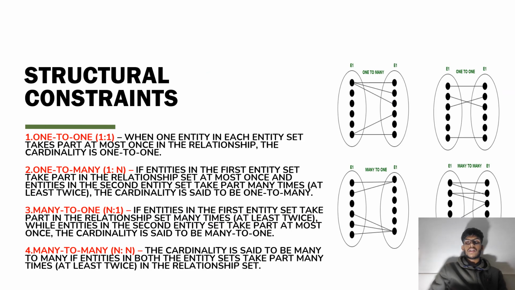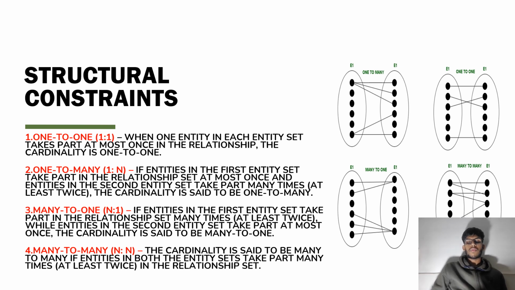So first one is 1 to 1, which means that if one attribute of entity 1 is in relation with one attribute of entity 2, then it is said that there is a 1 to 1 cardinality. We can see here that one attribute of this particular entity set is connected with only one attribute in another entity set. So this is 1 to 1.